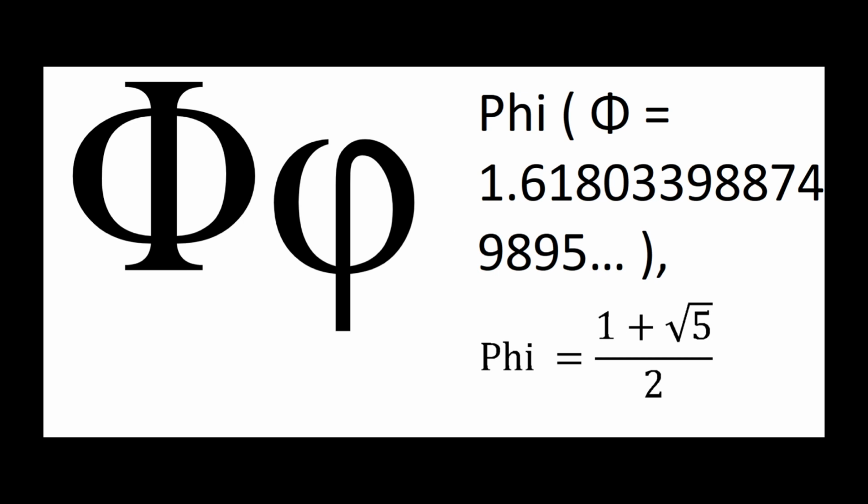So phi is the number that represents the golden ratio, which is 1.618033988, and it's an irrational number. It goes on forever. The phi symbol is that circle with the line through it, or the other one that looks like a P. And the mathematical equation is phi equals 1 plus the square root of 5, divided by 2. So if you add 1 to the square root of 5 and divide by 2, you'll end up with 1.618.